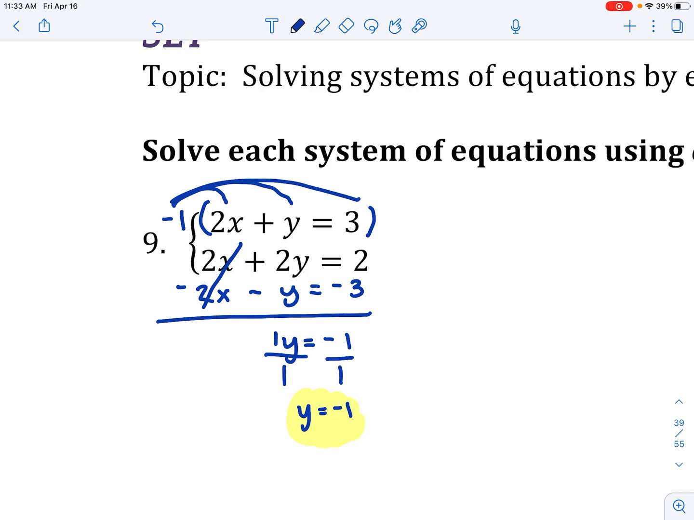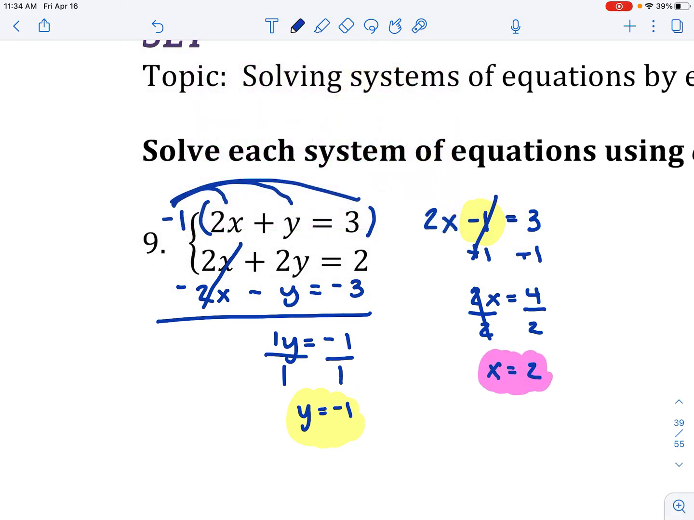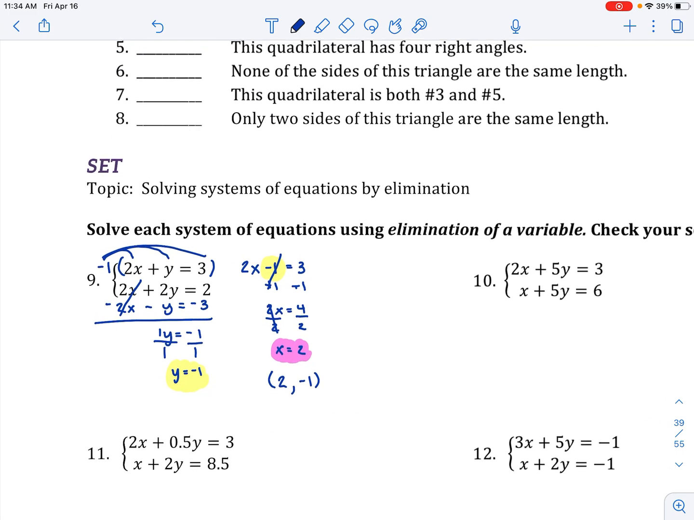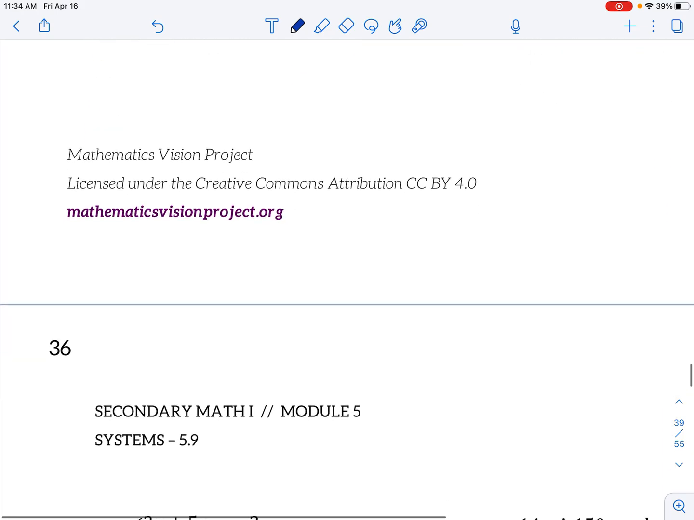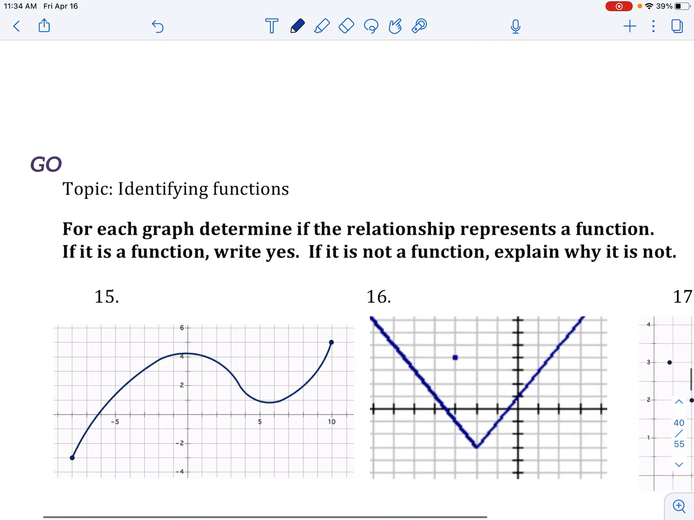Now you need to plug that in and solve for x. So we have 2x minus y equals 3, so 2x minus -1 because the y is -1. Now we solve it like an equation. Plus 1, plus 1. 2x equals 4. Divide by 2, divide by 2. So x equals 2. So now you have your answer. Again, remember it always goes x and then it goes y. So it's 2, -1. So try to do 10, 11, 12, 13, and 14 on your own.